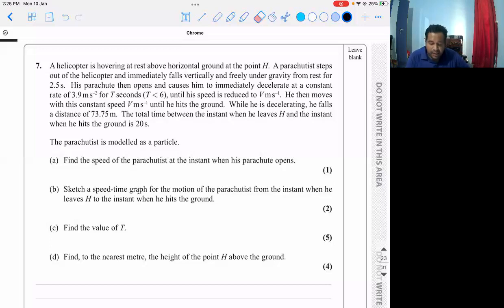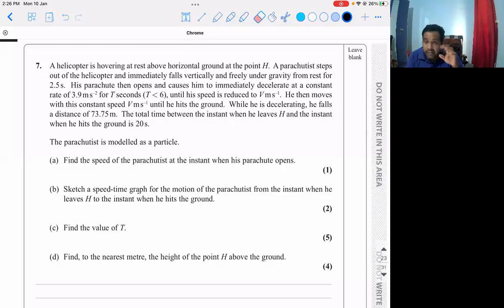While he is decelerating, he falls a distance of 73.75 meter. The total time between the instant when he leaves H and the instant when he hits the ground is 20 seconds. The parachutist is modeled as a particle. Find the speed of the parachutist at the instant when his parachute opens. Sketch a speed time graph for the motion of the parachutist from the instant when he leaves H to the instant when he hits the ground. Find the value of t. Find to the nearest meter the height of the point H above the ground.